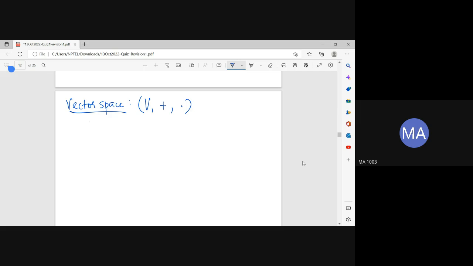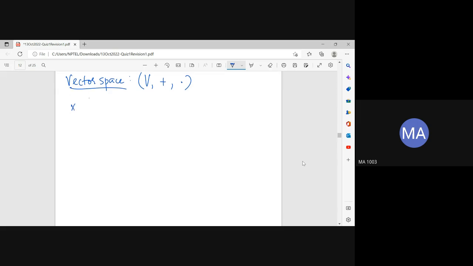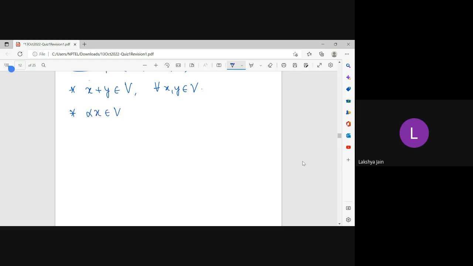So a set with an addition and scalar multiplication is said to be a vector space if it satisfies 10 conditions. Can you quickly tell me what the 10 conditions are? Closure under addition: you pick any two elements from the set, you add them, and the result should be in the set. Then closure under scalar multiplication: you take any element from the set and multiply it with a scalar. Scalar means real number. The output should be an element of the set.